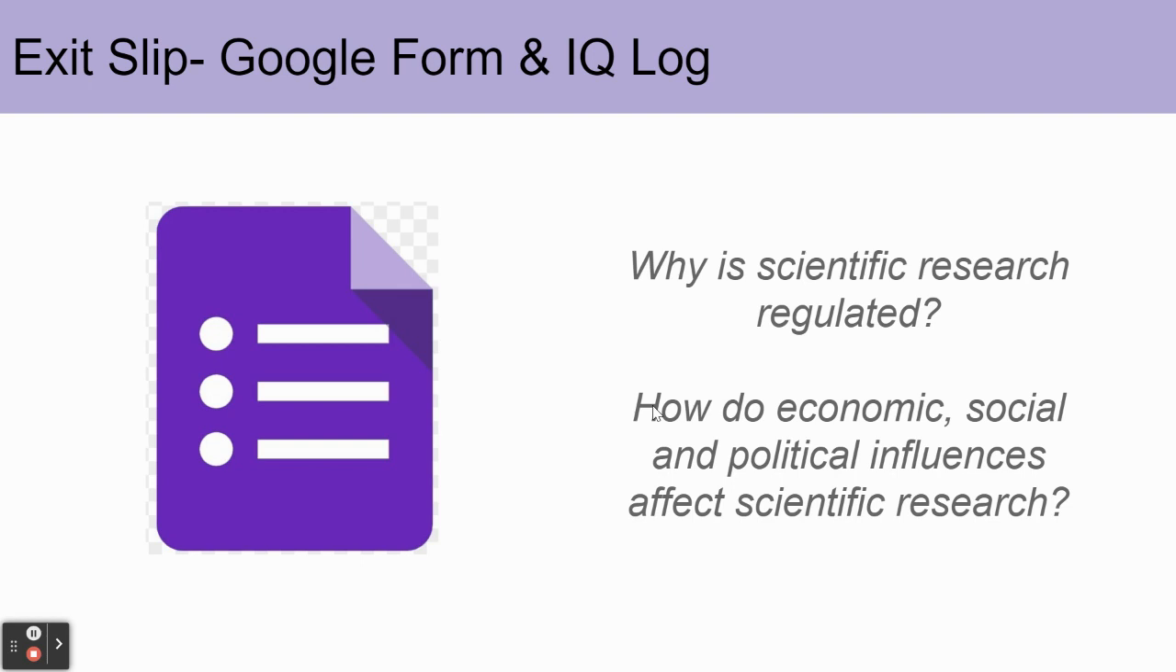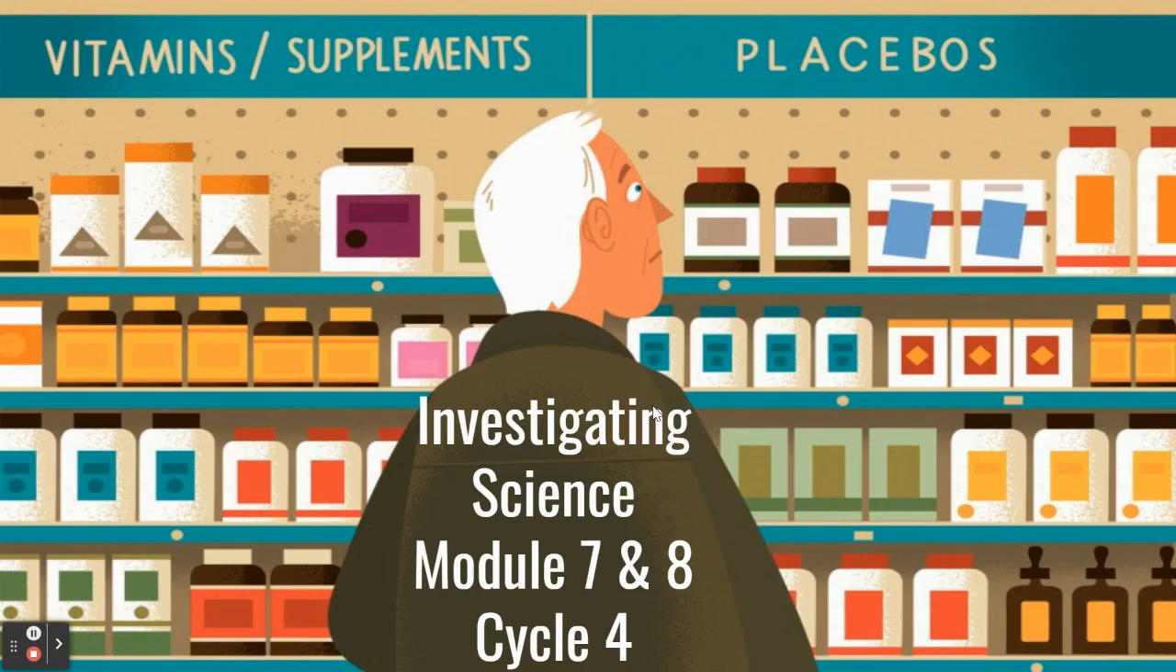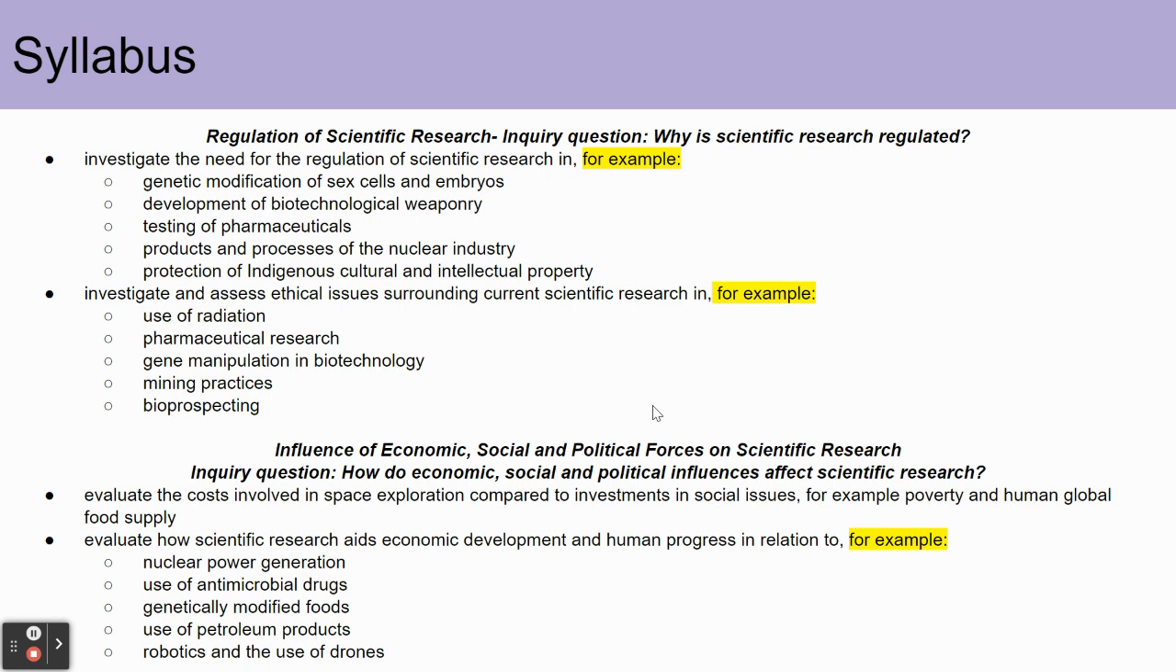So this concludes our cycle 4. There are 2 inquiry questions for this module, and make sure you answer the Google form, which has a few different HSC questions. If we go back to our inquiry questions here, we're looking at the regulations, the ethical issues, and then our last section, which started with nuclear power generation, in terms of how research into these areas will improve our economic development and human progress.